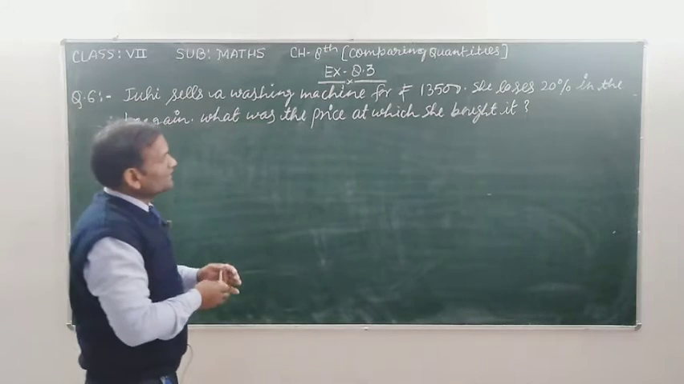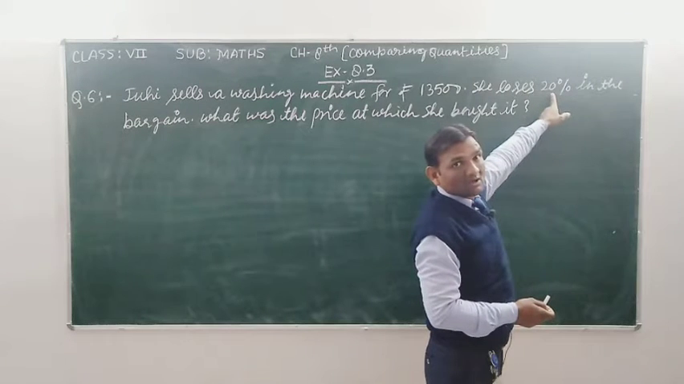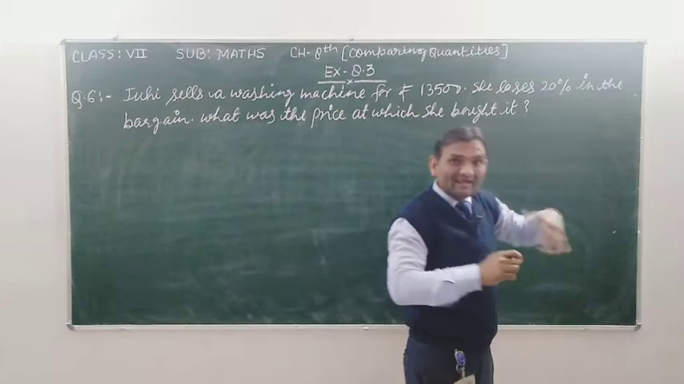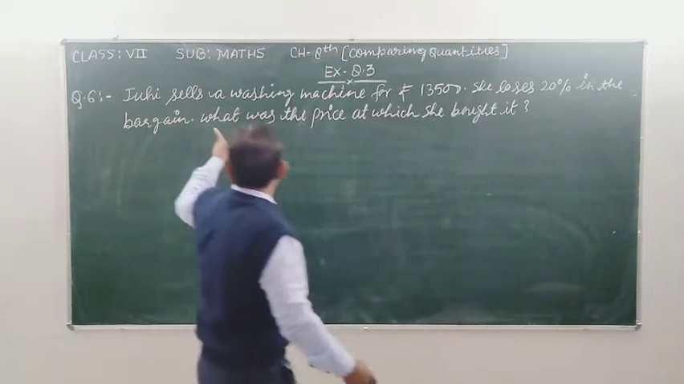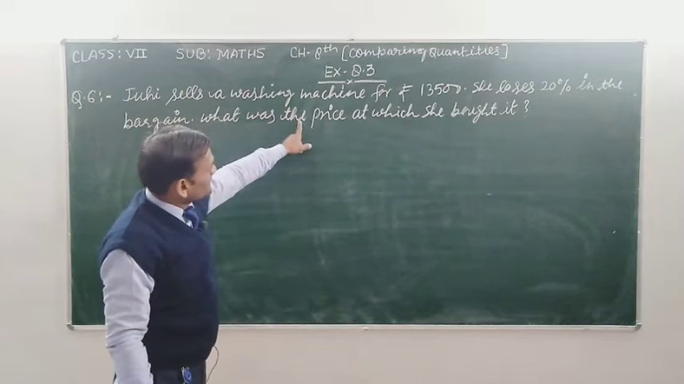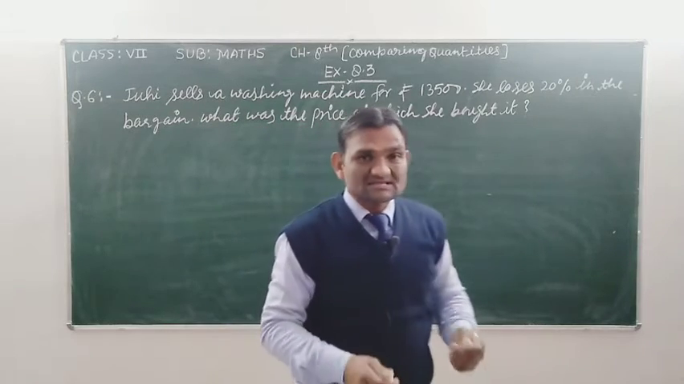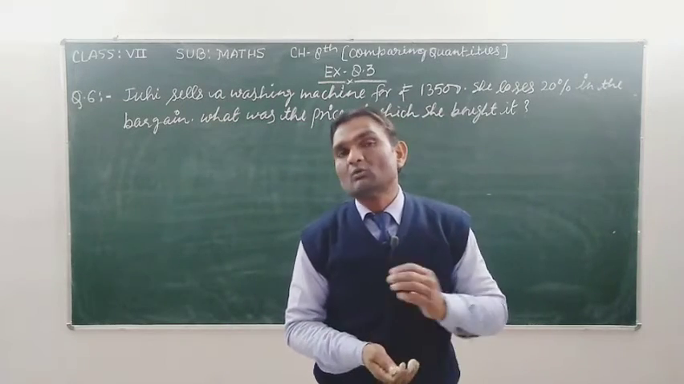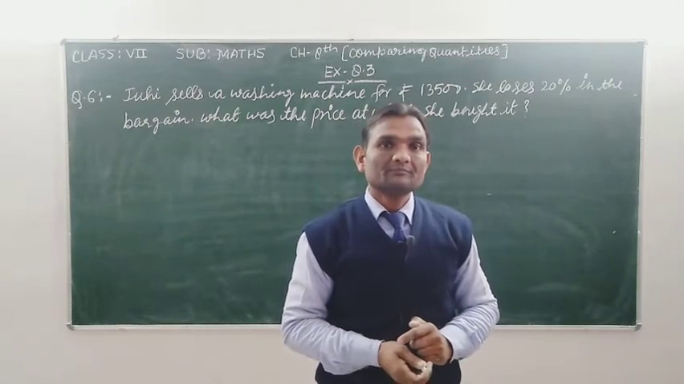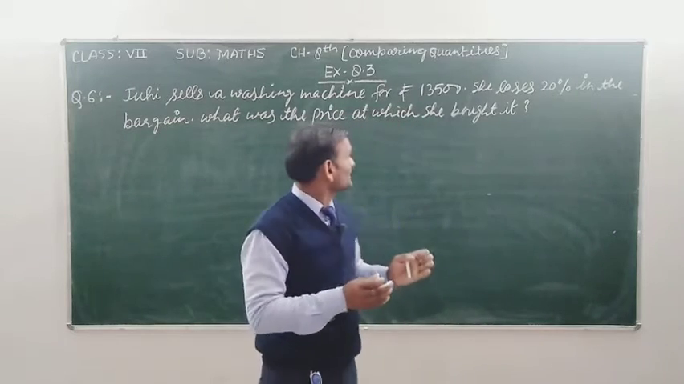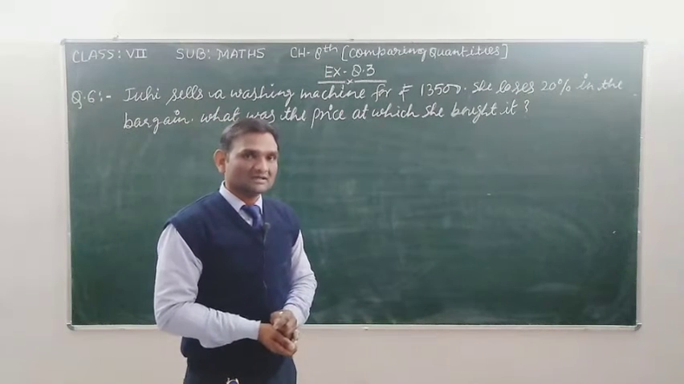जब उसने उसको सेल किया तो उसको लॉस जो हुआ, that is 20%. Loss is given in percent, not in amount, student. This is the important thing. The question is asking me what was the price at which she bought it. Means the question is asking me what is the CP of the washing machine, what is the cost price of the washing machine, that amount at which Juhi bought the washing machine. The question is asking me this.